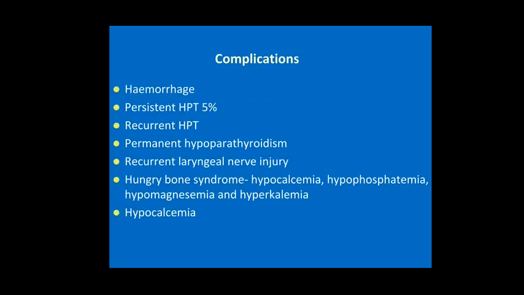The complications related to parathyroid surgery include hemorrhage, persistent hyperparathyroidism, especially if you have missed an ectopic parathyroid gland, recurrent hyperparathyroidism, permanent hypoparathyroidism, recurrent laryngeal nerve injury, and a condition known as hungry bone syndrome, where the patient eventually presents with hypocalcemia, hypophosphatemia, hypomagnesemia, and hyperkalemia. Then hypercalcemia. These are the complications of parathyroid surgery.